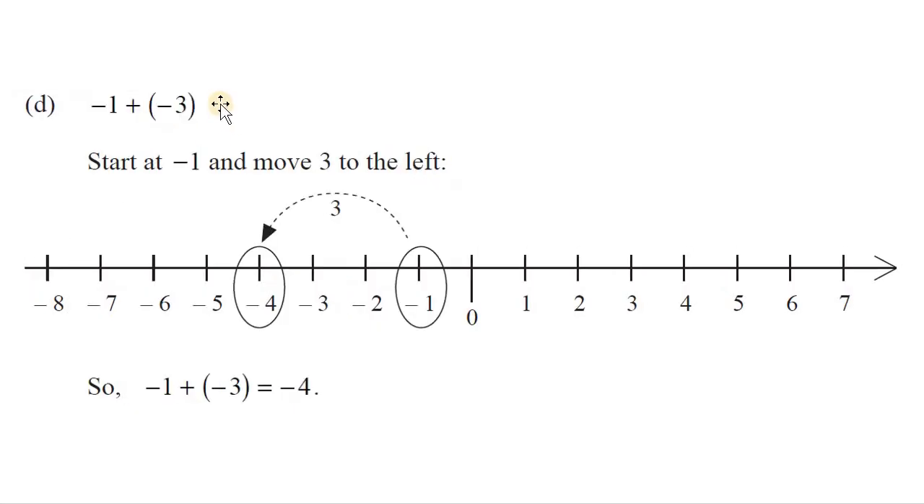Next question, minus 1 plus minus 3. So you start with minus 1. Next, addition of a negative number, so you have to move left. How many places? 3 places. So 1, 2, 3. So you are coming to the minus 4 position. The answer is minus 4.